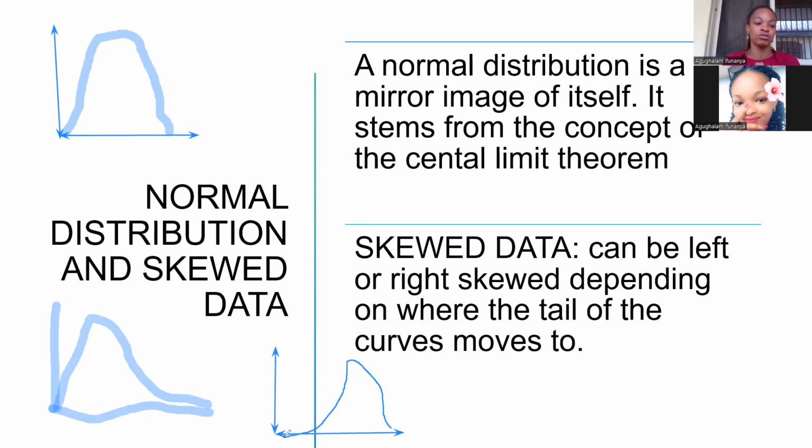And this is the left skewed data. How do I undo this? Okay, so this is normal distribution. This is the right skewed data. As you can see, the tail is moving to the right. This is the left skewed data. The tail is moving to the left.